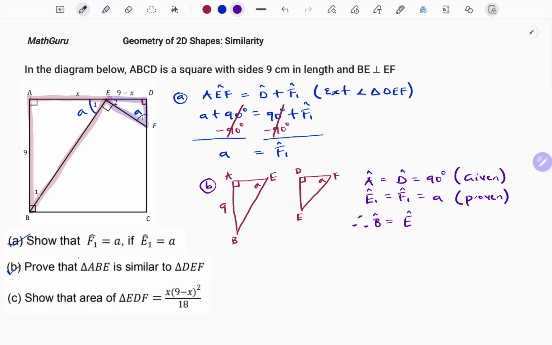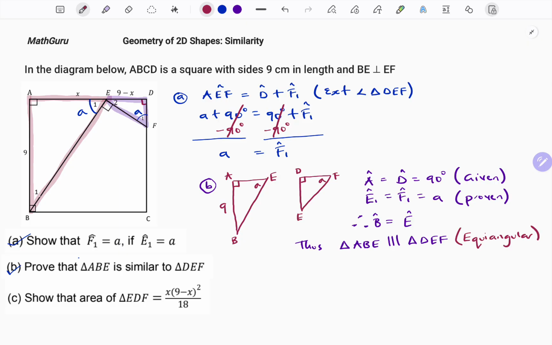And because all the angles in the first triangle are equal to all the angles in the second triangle, we have triangle ABE is similar. We're going to use the symbol for similarity. We have the three lines parallel to each other as shown. That's similar to triangle DEF. And the reason for the similarity will be all the angles are equal, or we could say that is equiangular.